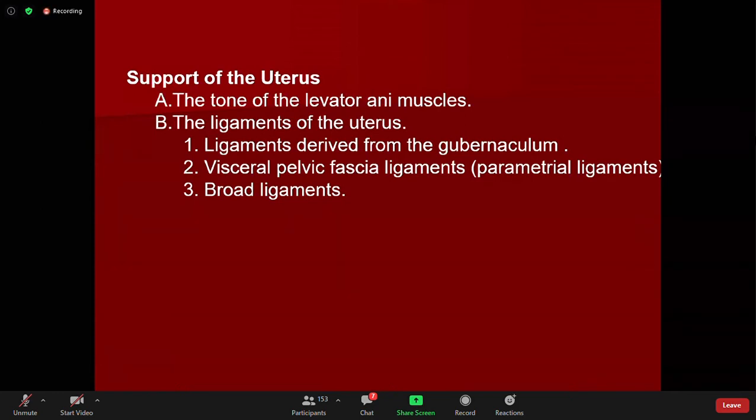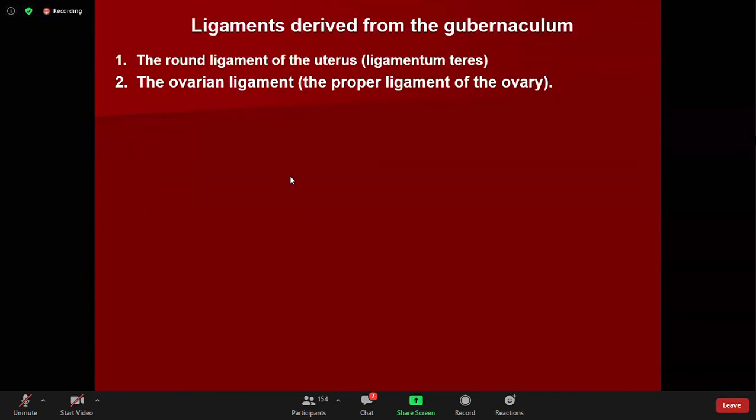So the tone of the pelvic floor is what prevents the organs in the pelvis from going down, and it also provides support. So there is the support of the levator ani muscles, but also we have the ligaments of the uterus. Ligaments of the uterus are in three categories: ligaments derived from the gubernaculum, visceral pelvic fascia ligaments, and broad ligaments. We're going to talk about those three categories of ligaments one by one.